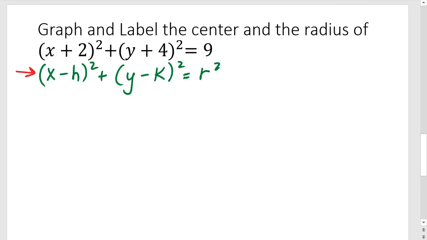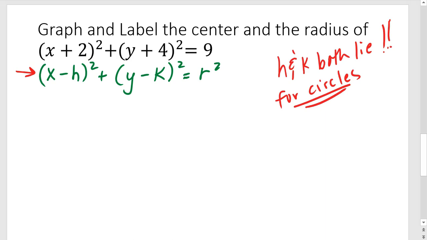So I wrote standard form below our problem. And I want to make sure you realize that for circles, H and K both lie. We said that for quadratics, H lies and K tells the truth, but actually for circles, they're both liars. So whatever you see will be opposite of what it really is. So it's going to be (−2, −4). That's going to be my center.